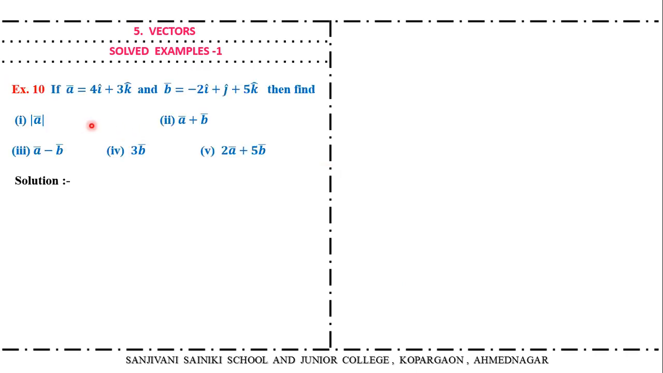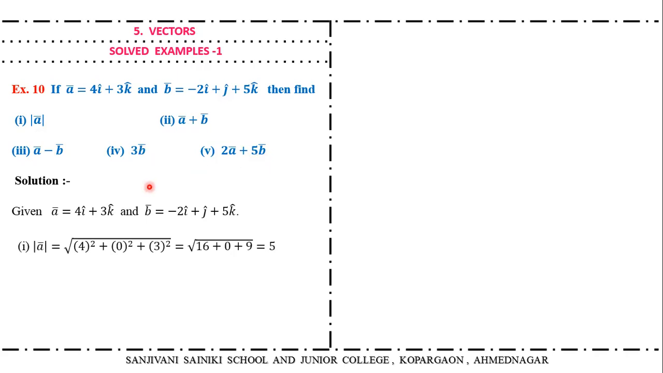This is the 10th example. A bar and B bar are given, and we have to find the modulus of A bar, A bar plus B bar, A bar minus B bar, 3B bar, and 2A bar plus 5B bar. A bar is given, so we can find its magnitude, root A square plus B square plus C square. Then we can find A bar plus B bar, which is component-wise addition.